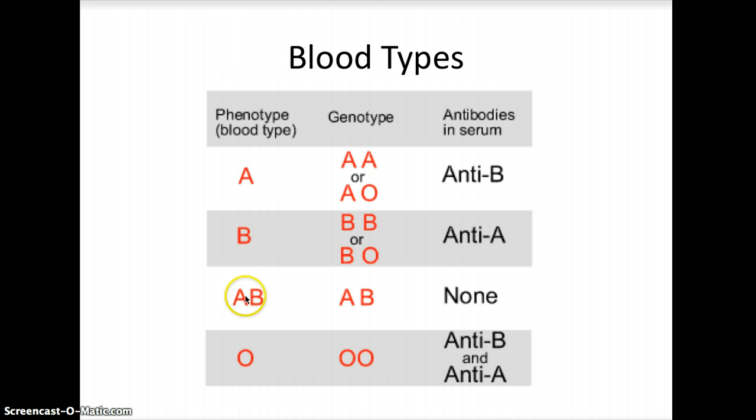If you had AB blood, that's because they are codominant. You had an A allele and a B allele in your genotype, and that's how you end up with AB blood. O blood is due to having both O alleles in your genotype. Again, if you had any combination of A and O or B and O, you would not have O blood because those are dominant over the O allele.